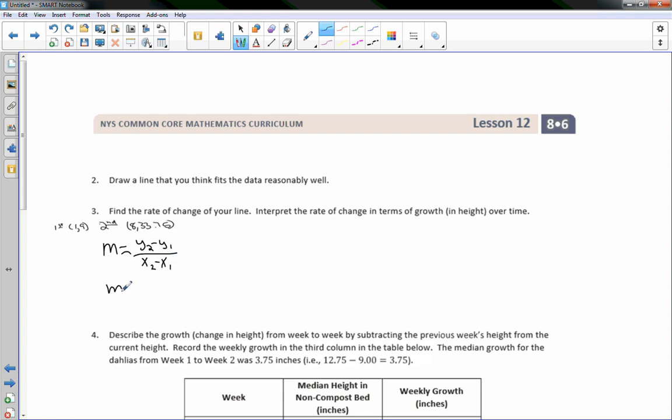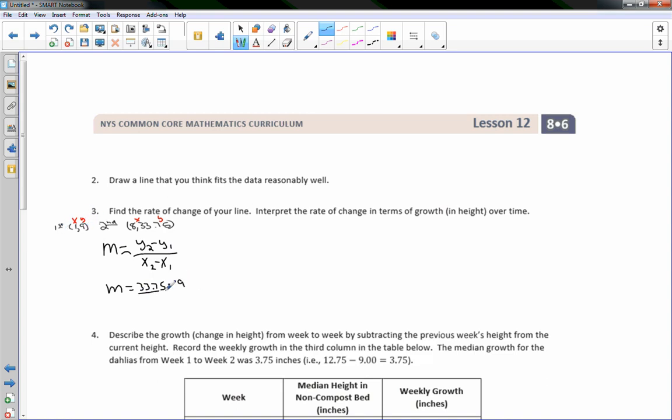So my rate of change is going to be y2. Let me label these: this is my first point, and there's my x and my y. And this is my second point. Here's my x, and here's my y. When I say y2, I'm talking about the y value in my second point, which is 33.75. And I'm going to subtract my y1, which is the y value in the first point, which is 9.